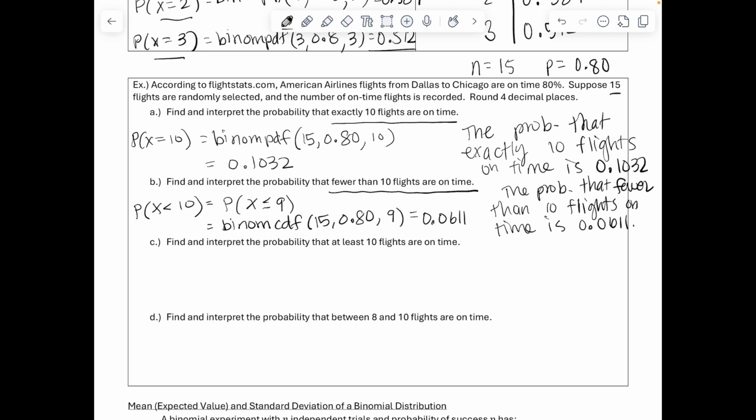Part C says find and interpret the probability that at least 10 flights are on time. So at least is going to be greater than or equal to 10.